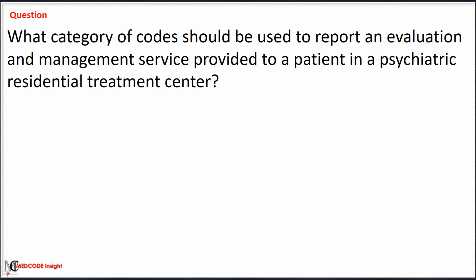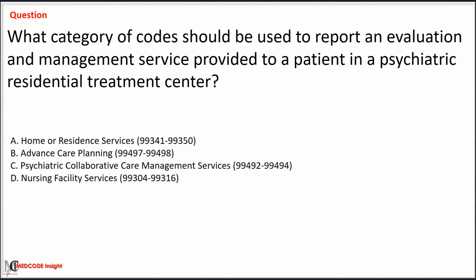What category of codes should be used to report an evaluation and management service provided to a patient in a psychiatric residential treatment center? Option A with the home or residence services code, option B with the advance care planning codes, option C with psychiatric collaborative care management service code, option D with the nursing facility service.